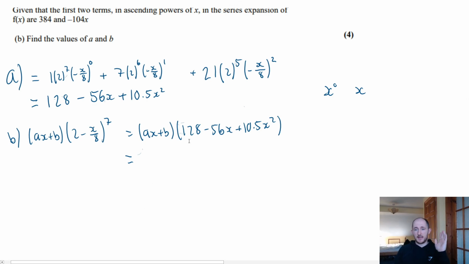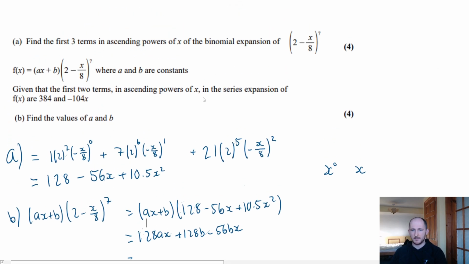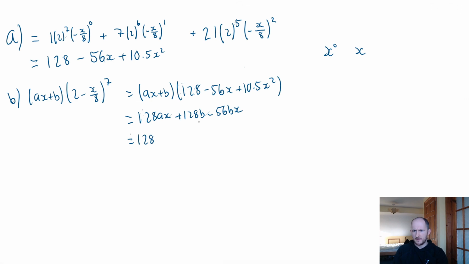So let's have a look at this. ax times 128 is completely legit. So 128ax. But I can't do ax times 56x because that gives me x squared, and I can't do ax times 10.5x squared because it gives me x cubed. It's too big. I'm only looking at the first two terms. So let's go to b. Well, 128 times b, that's completely legit too. And b times negative 56x, negative 56bx, is also correct. So now let's put this in order of ascending powers of x, because again it tells me ascending powers of x. So we start with the 128b. Then we have 128ax minus 56bx. So these are my first two terms. We have 128b as my first term, and all of this is my second term.